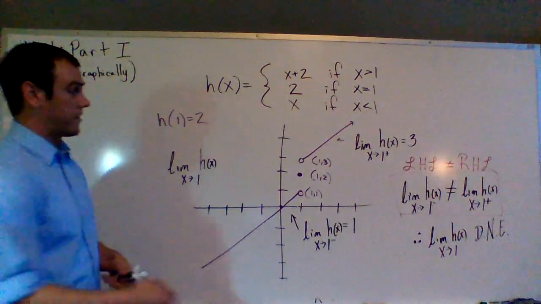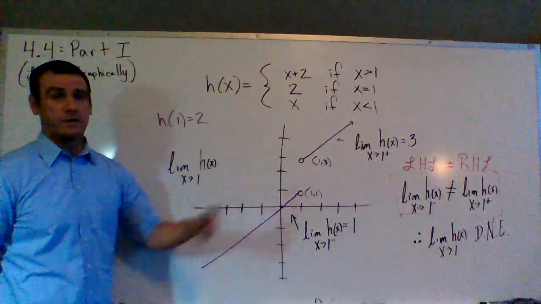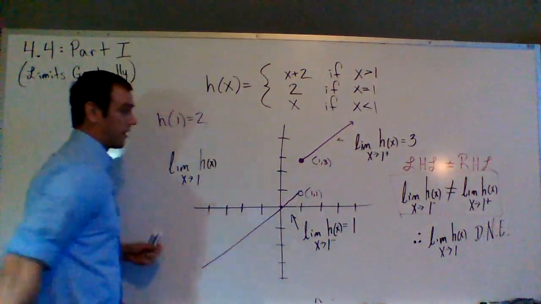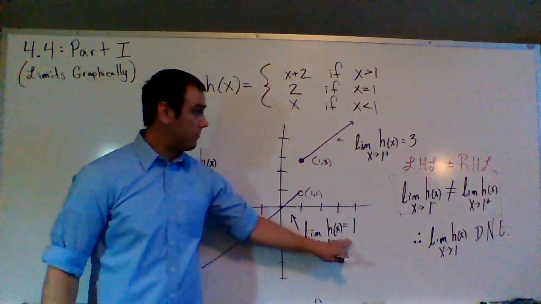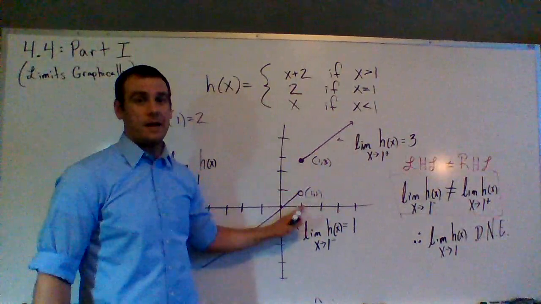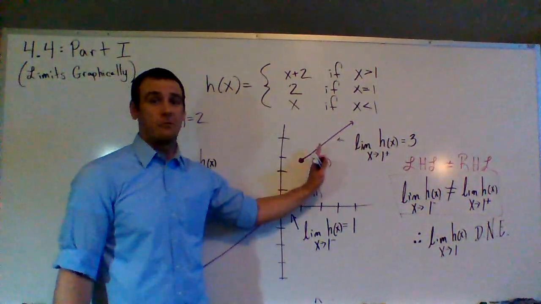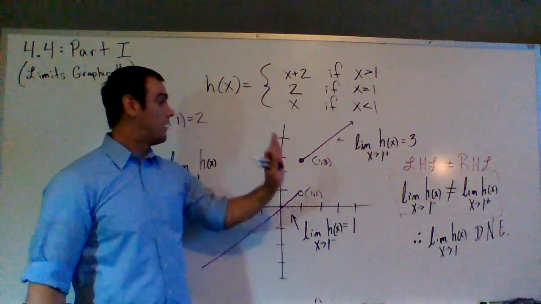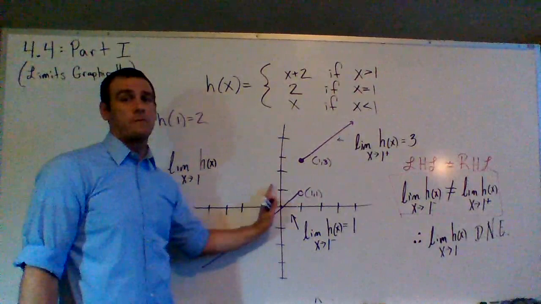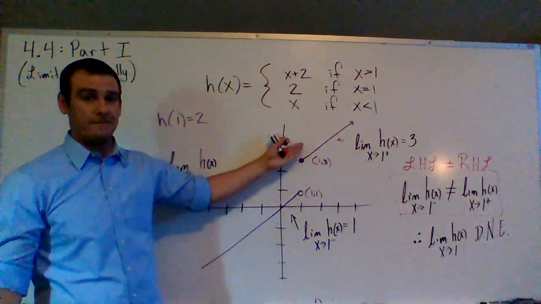Last thing, guys, like I said, this point does not matter. That point could have not been there. It still doesn't exist. If we filled in this point, my left-hand limit's still 1. My right-hand limit's still 3. It doesn't matter if that point exists or not. My limit would still not exist. We don't care what the actual value is at 1. We don't even care if it exists. All we care about is what are we approaching from the left? What are we approaching from the right? What are those y values?